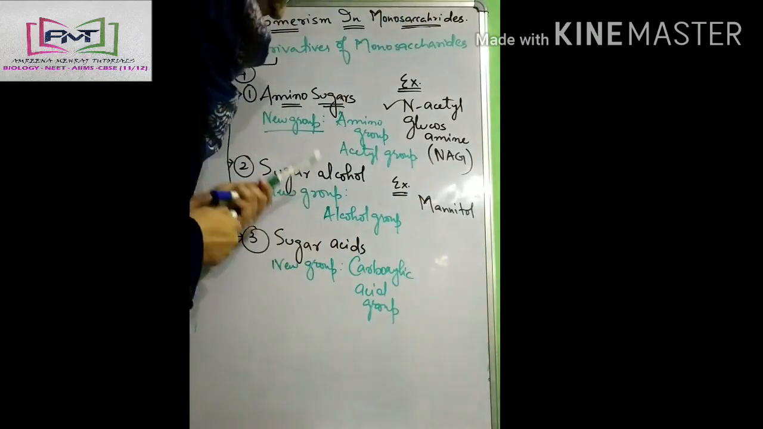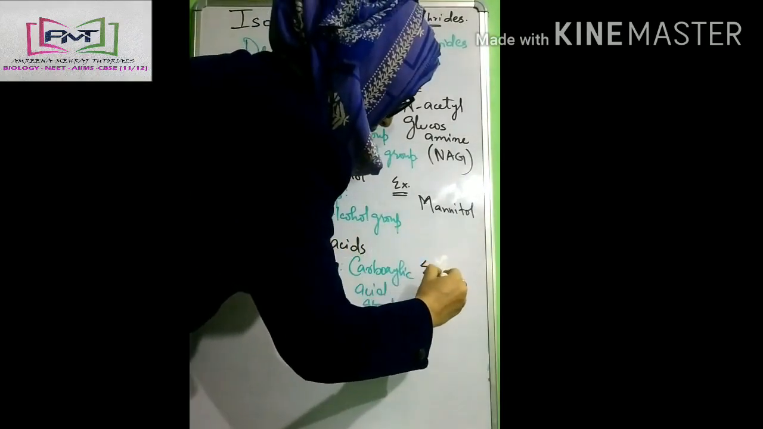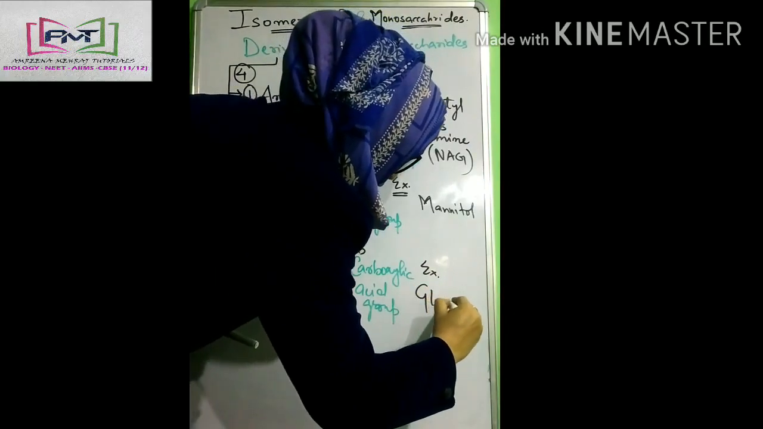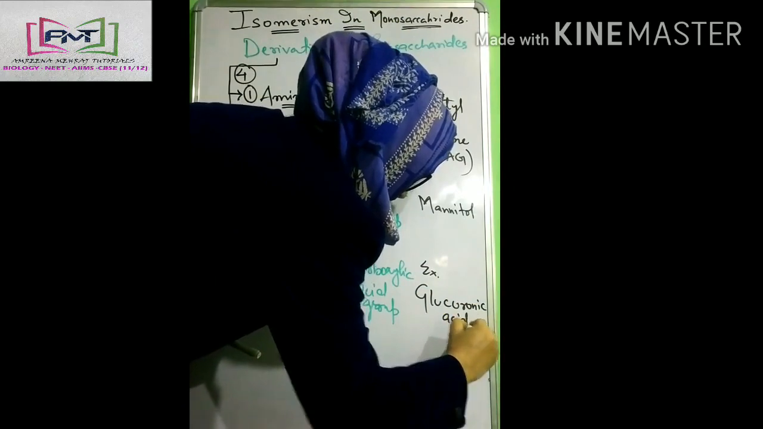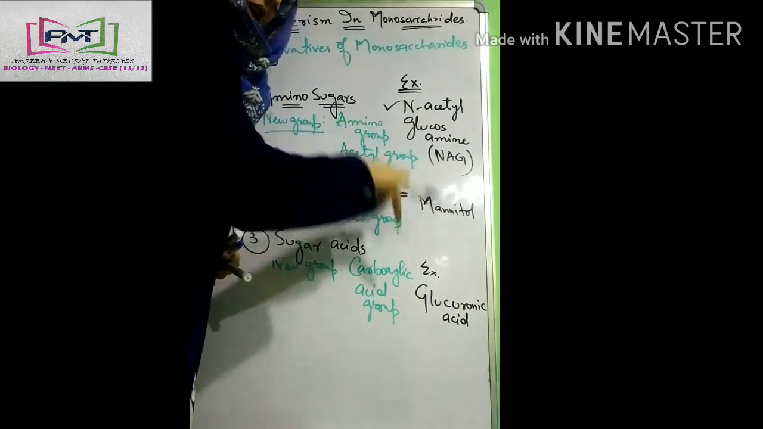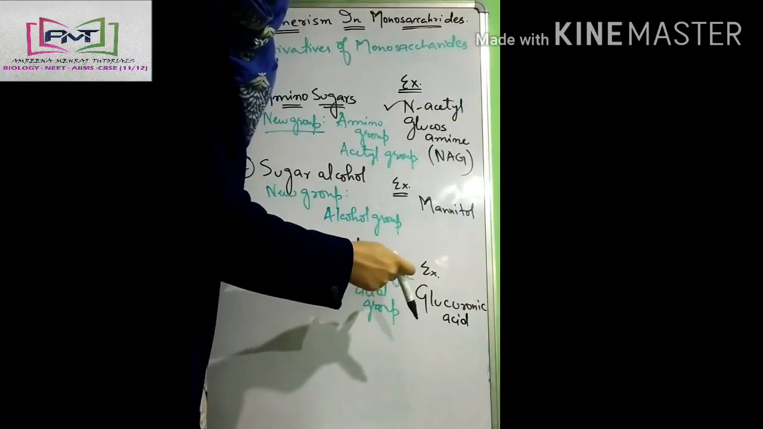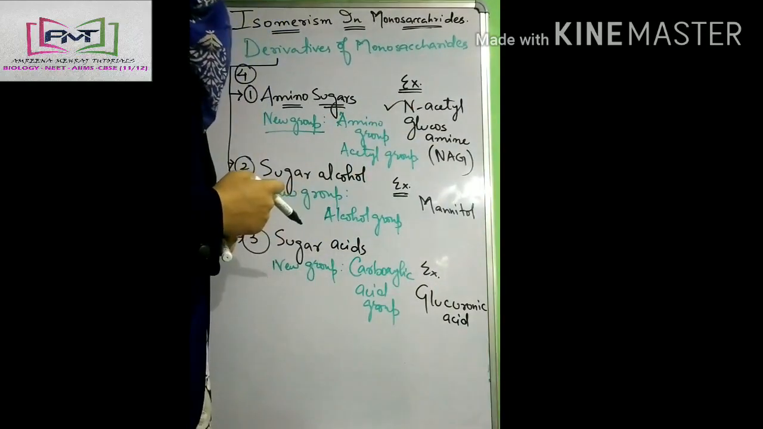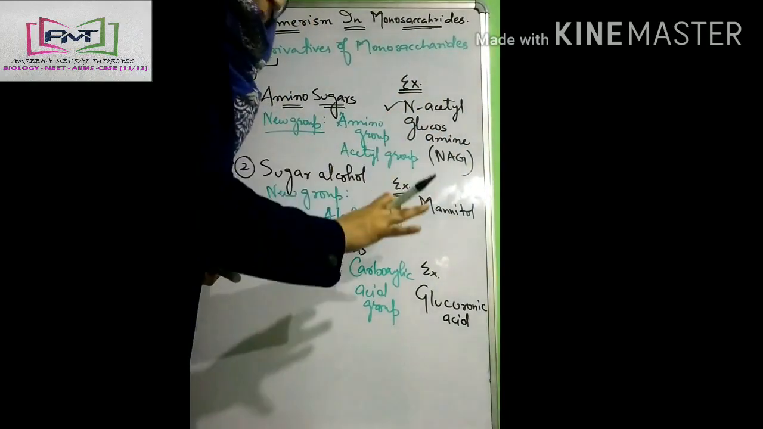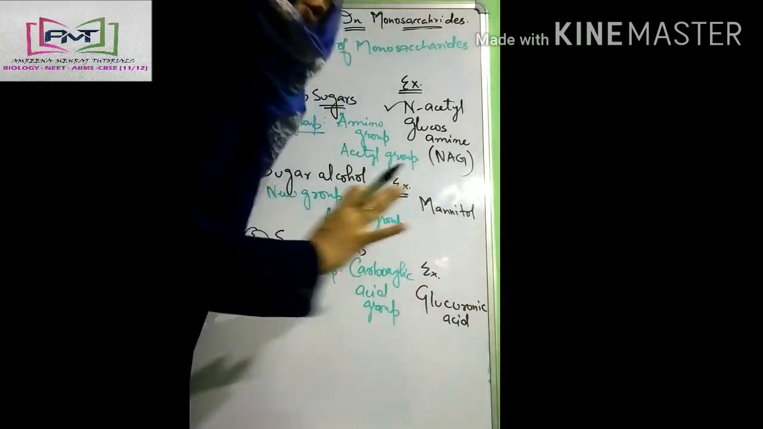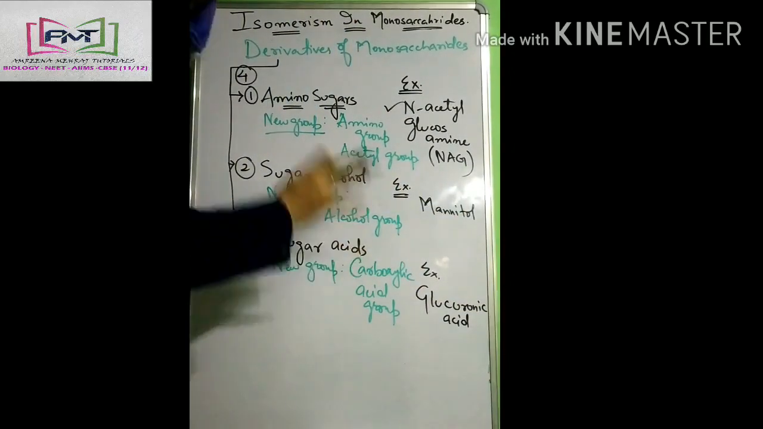So I will give you the same example which I was saying right now. The example is glucuronic acid. So glucose, if its 6th carbon CH2OH group is also converted into carboxylic acid, then it doesn't remain glucose, it becomes glucuronic acid, a sugar acid.